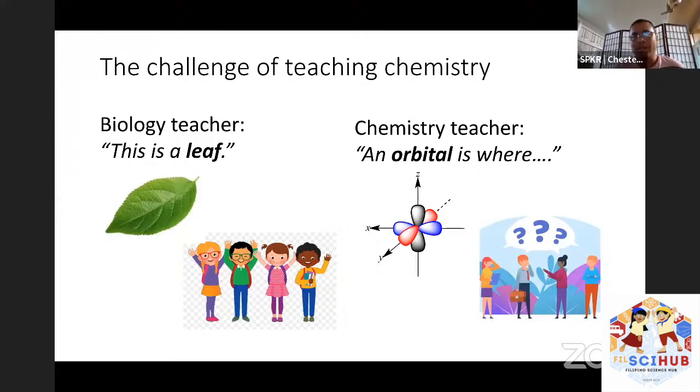On the other hand, yung chemistry teacher medyo nahihirapan yan kasi say pag sinabi ng chemistry teacher, so an orbital is where electrons lie. Okay, so isipin ng estudyante, ano nga ba tong orbital na to? Ano nga ba tong electron na to? So ang dami niyan. Makikita mo sa mga itsura ng mga mukha ng mga estudyante na parang natatakot na sila at gusto nang umuwi.